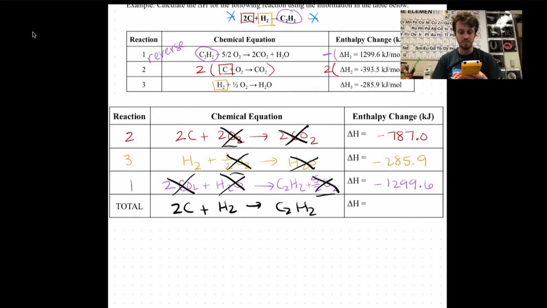I feel like I did not put that in my calculator correctly, but I hope I did. I got negative 2372.5 kilojoules.